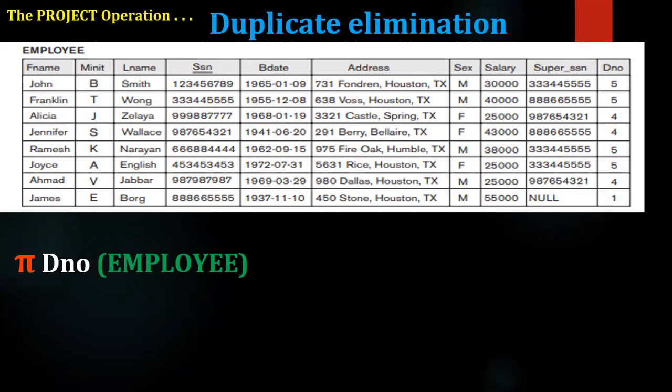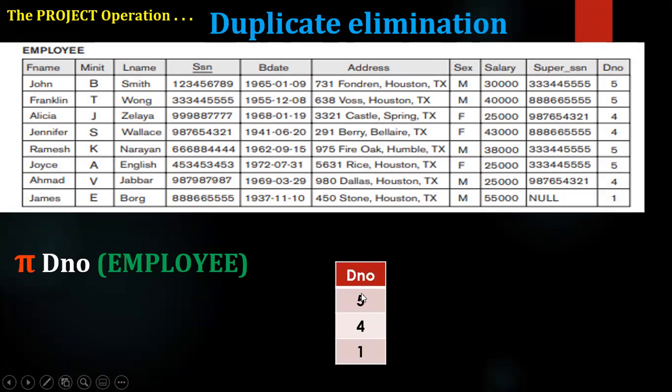So it will display each department number only one time. So the result will be department numbers 5, 4 and 1. This is one of the very good properties of the project operation. It will treat the relation as a set. A set is an unordered collection of unique elements. If duplicates are there, they will be eliminated. So here, pi treats the relation as a set.